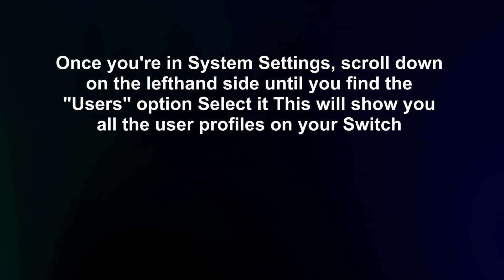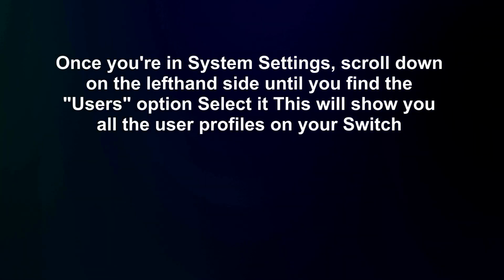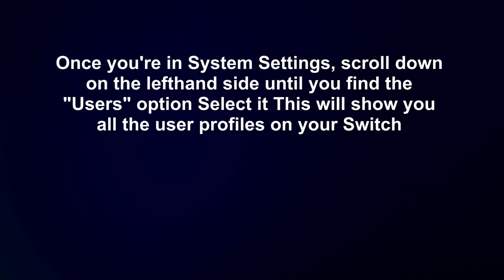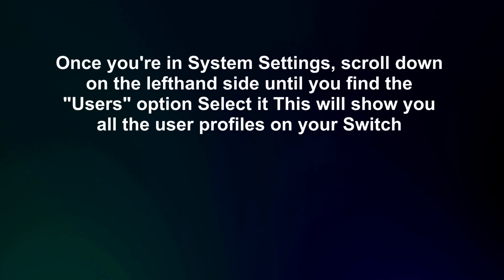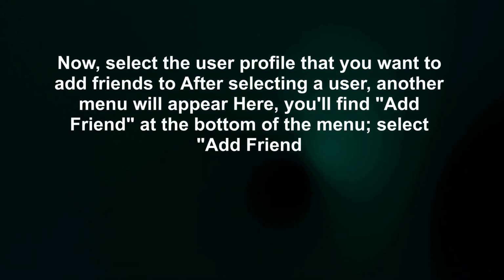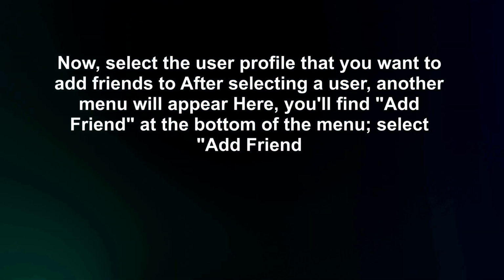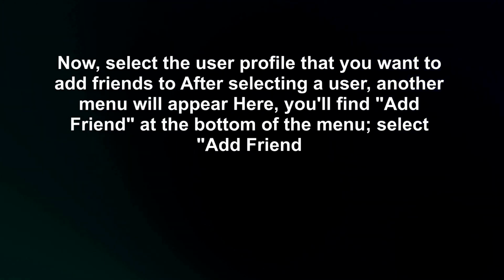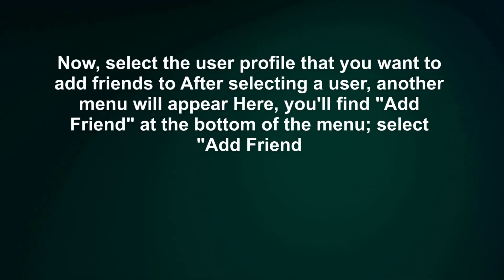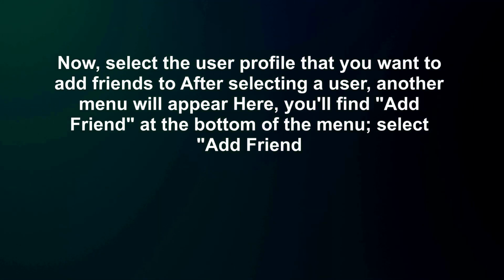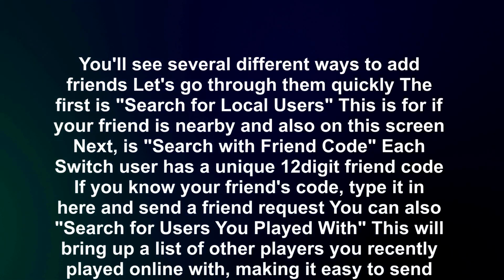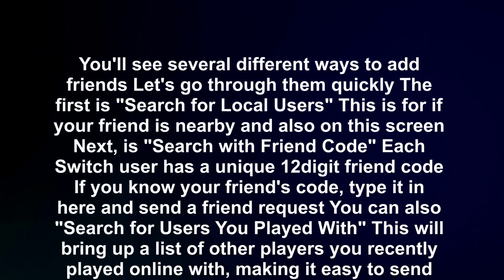Once you're in System Settings, scroll down on the left-hand side until you find the Users option. Select it. This will show you all the user profiles on your Switch. Now, select the user profile that you want to add friends to. After selecting a user, another menu will appear here. You'll find Add Friend at the bottom of the menu. Select Add Friend. You'll see several different ways to add friends. Let's go through them quickly.